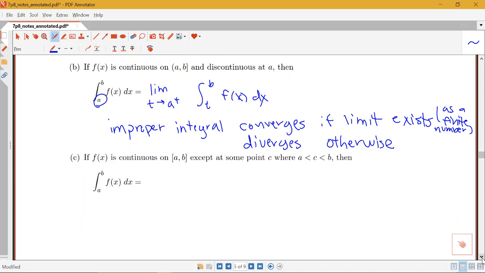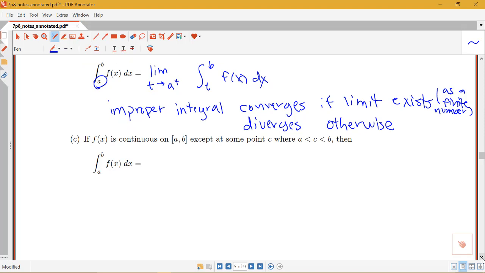So the two definitions that we looked at so far were cases where there was a discontinuity at an endpoint. So what if there's some point where the function is discontinuous in the middle of the interval? Well, in that case, we'll write our integral here as an integral from a up to that point where there's a discontinuity. So an integral from, let's say, a to c of f of x dx plus an integral from c to b of f of x dx. And then we'll have to look at approaching c in this first integral from the left and approaching c in the second integral from the right.